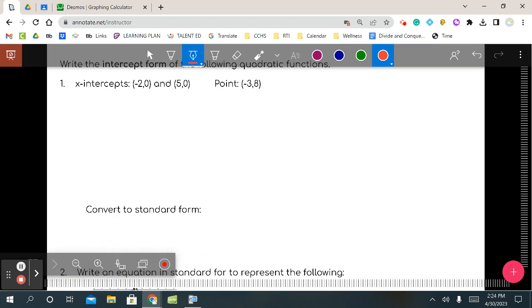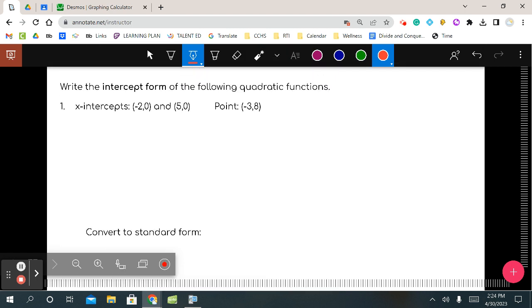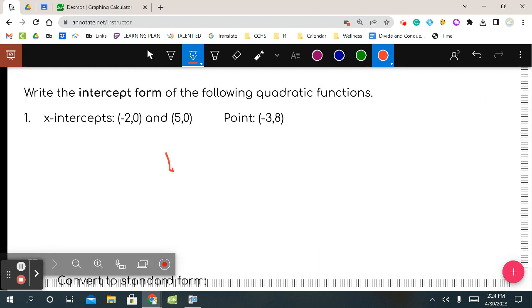Okay, so it says write the intercept form of the following quadratic function, and then we're going to convert it to standard form. Like we've been converting vertex form to standard, we're going to convert intercept form to standard. So remember, intercept form is y equals a, x minus p, x minus q. So intercepts are your p and your q. This is my p, this is my q, and it's okay if you flip them. And since we're given a point, that's our x and our y, we're going to have to find our a value.